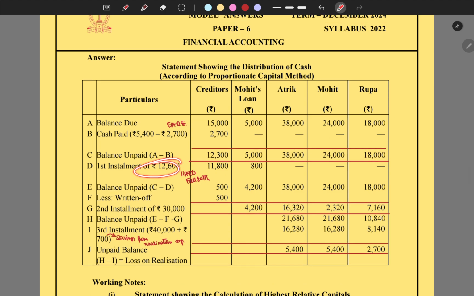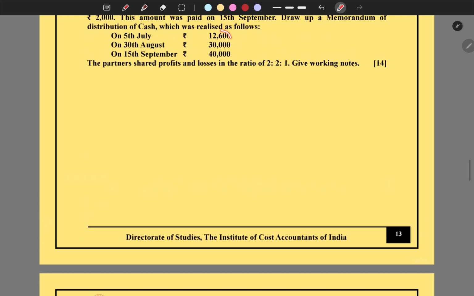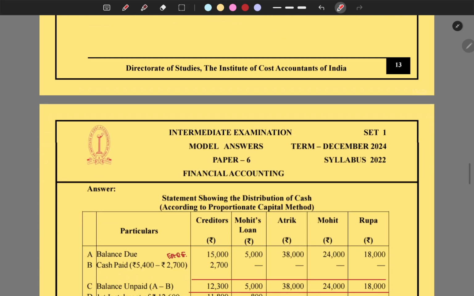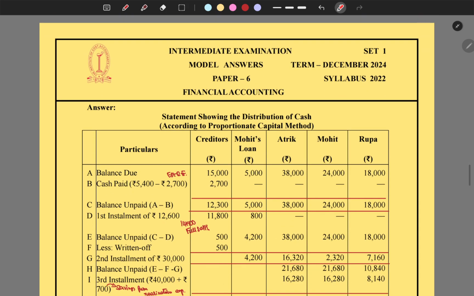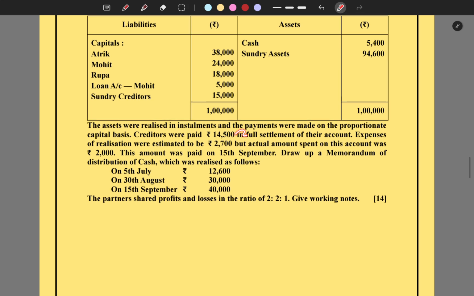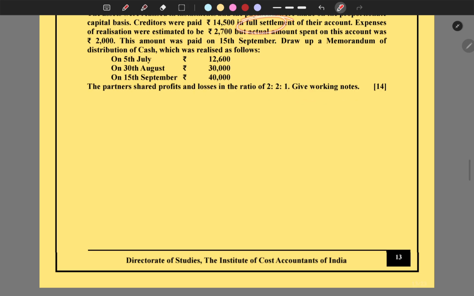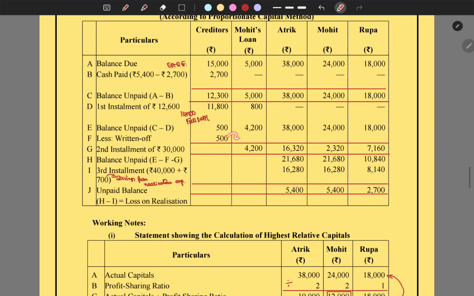And then the first installment we realized is 12,600, right? What we have to understand is that 500 is the discount given by the creditor. See, 14,500 has been paid in full settlement, but the actual creditor value is 15,000. So we have to take this discount. That discount of 500 is written off from the balance unpaid. So the balance 800 should be paid to Mohit against this loan. So the balance amount is 4,200.